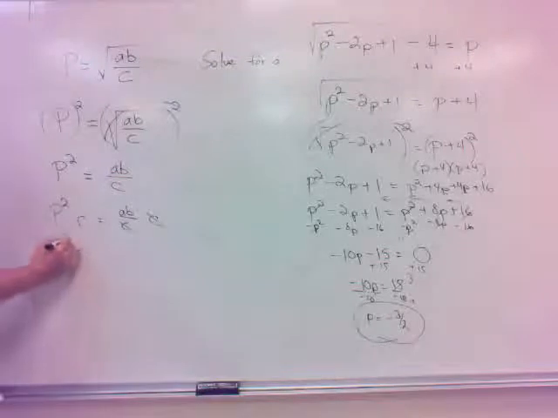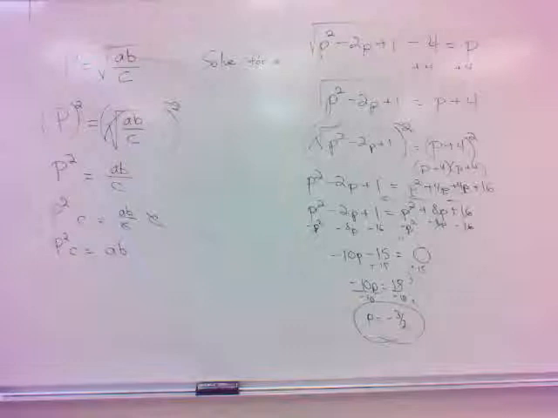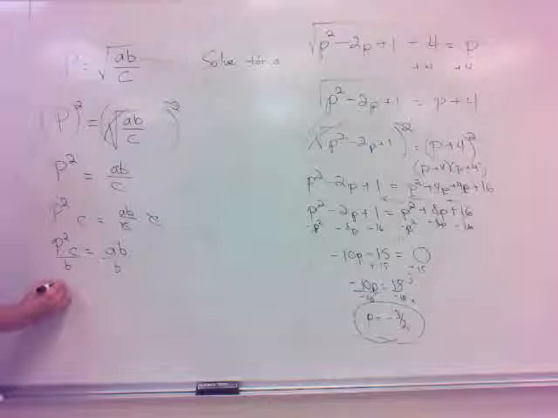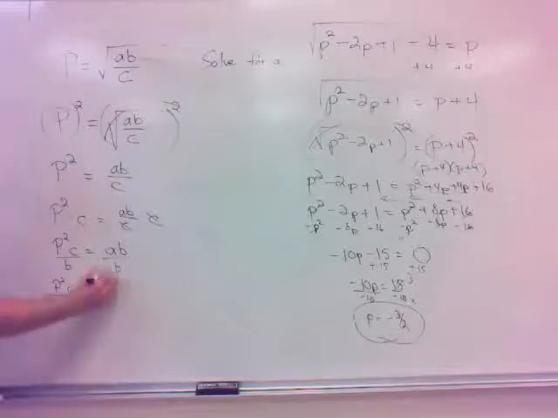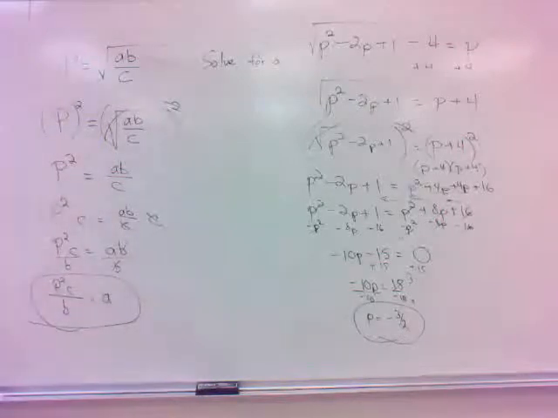So p squared c equals ab, and since b is times the a, I would what? Divide by the b. So I get p squared c over b equals a. That's what I'm solving for, right? Yep. Is that okay?